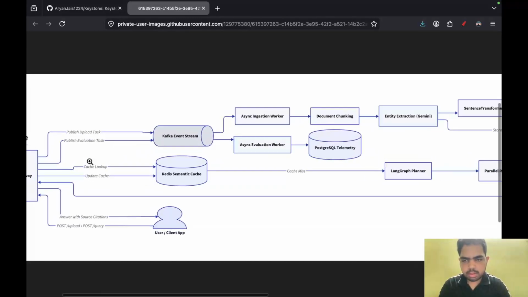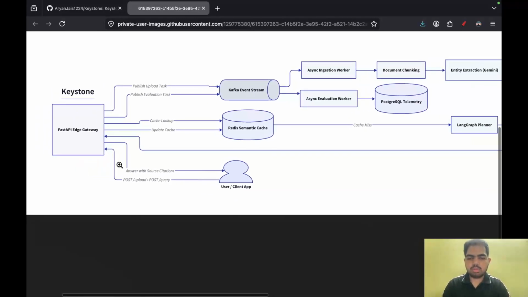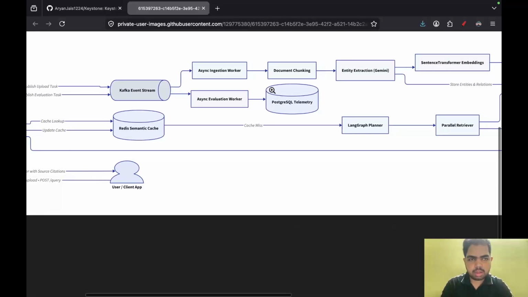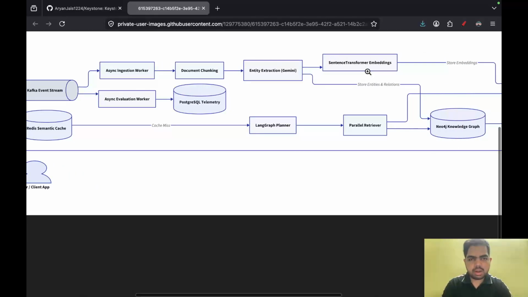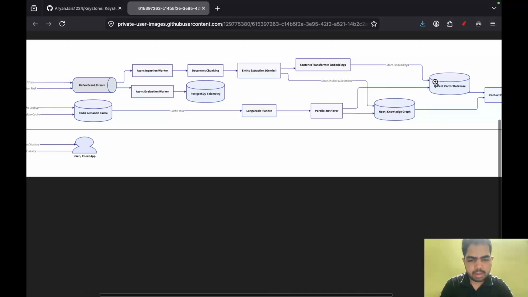Over here, we can see that the workflow starts when a user uploads documents or submits a query through the FastAPI gateway. During document ingestion, upload requests are published to Kafka, where an asynchronous ingestion worker chunks the document by content, extracts the entities, and generates sentence embeddings using a sentence embedding transformer. Then this embedding is indexed in the Qdrant vector database along with the Neo4j knowledge graph, so that the relationships between all the chunks are also stored there.